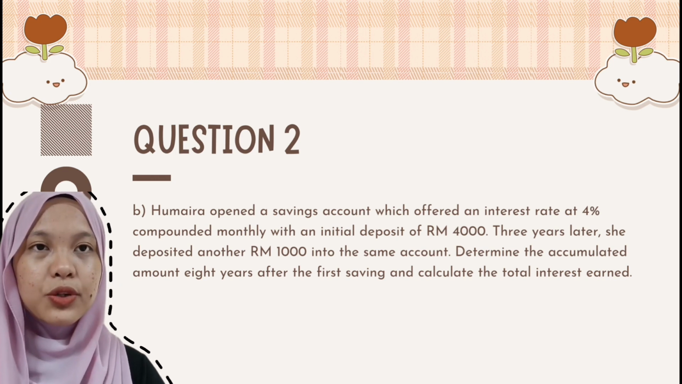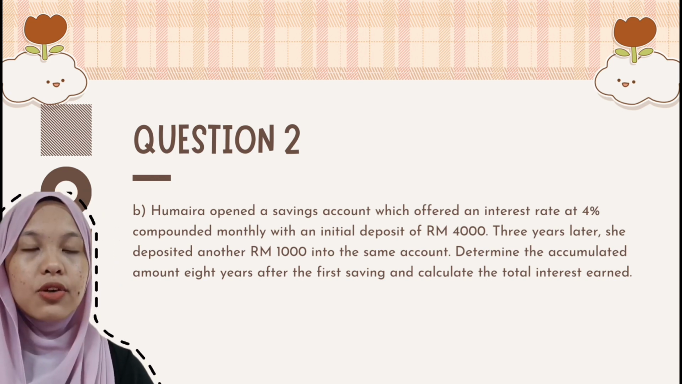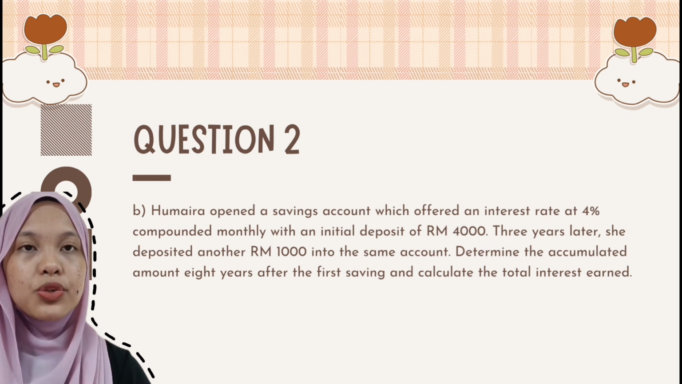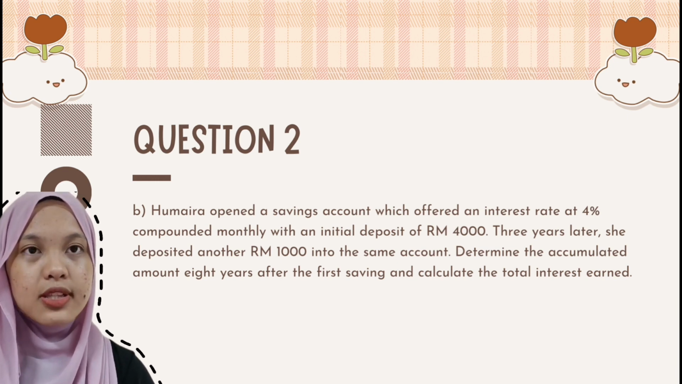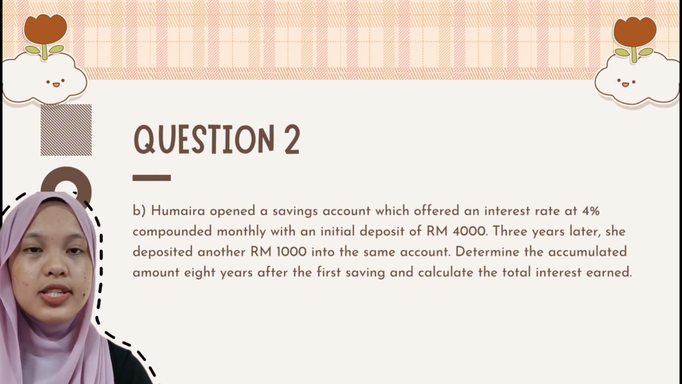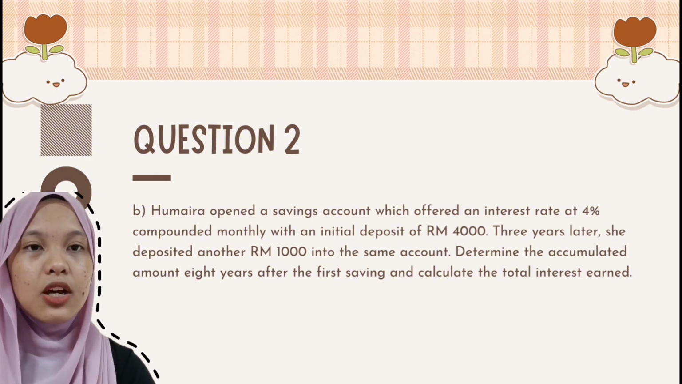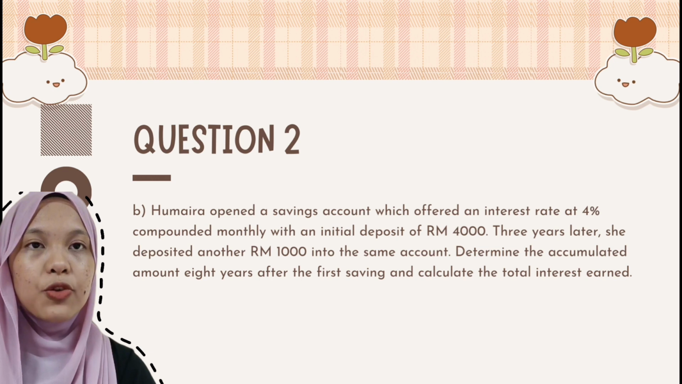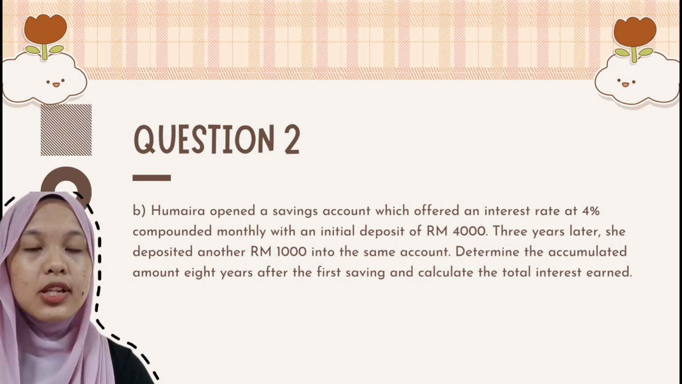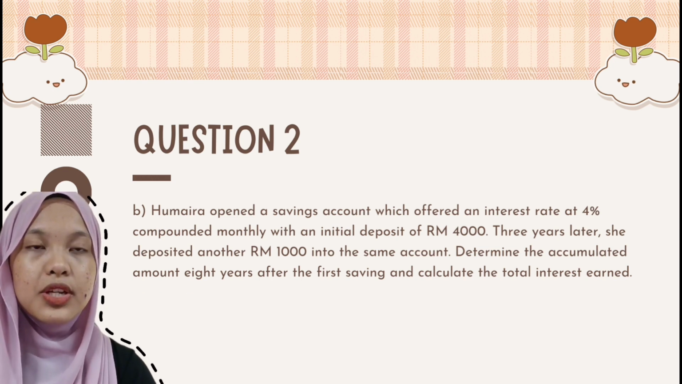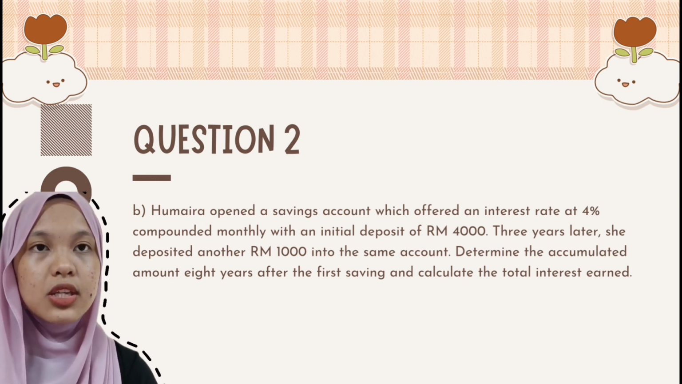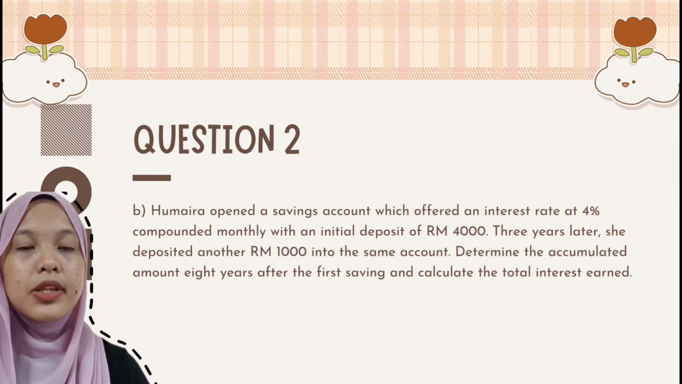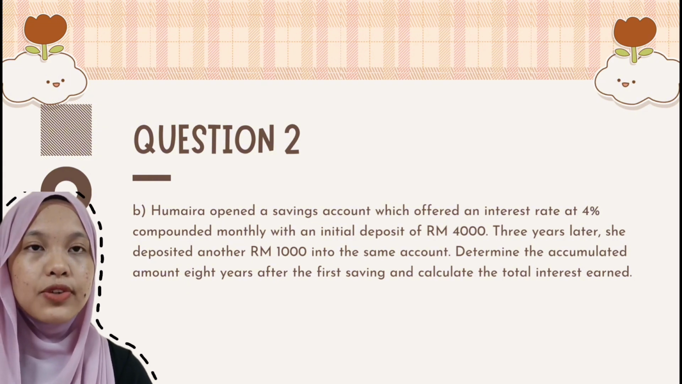So now let's look at question 2 part B. First of all, when you need to answer a question, you need to read the whole question carefully and identify the keywords. So now let's read the question first. Umaira opened a savings account which offered an interest rate of 4%, compounded monthly, with an initial deposit of 4,000 ringgit. 3 years later, she deposited another 1,000 ringgit into the same account. Determine the accumulated amount 8 years after the first saving and calculate the total interest earned.